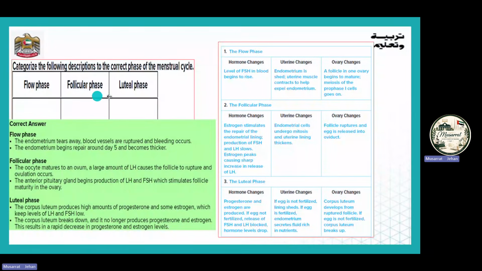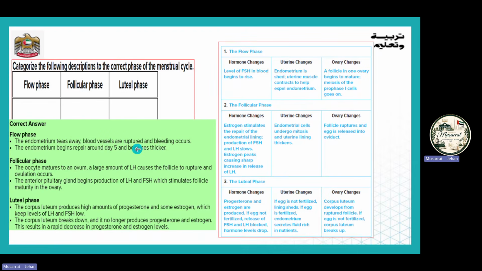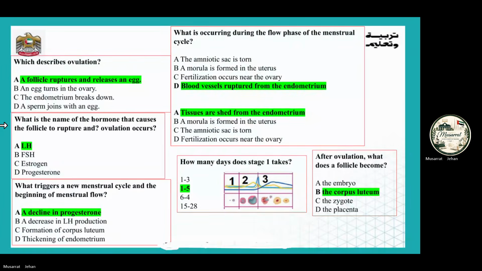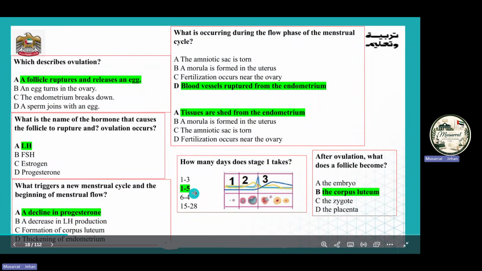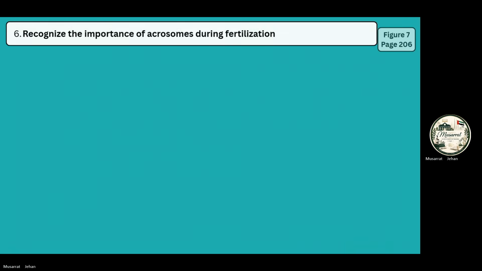Some questions about the flow phase: what's happening in the hormone changes, changes in the uterus, and the ovary changes. So these 3 phases. Here you can see what's happening. The endometrium tears away. So let's go through these points. Here are some questions. How many days does stage 1 take? So 1 to 5. These are all questions based on this.